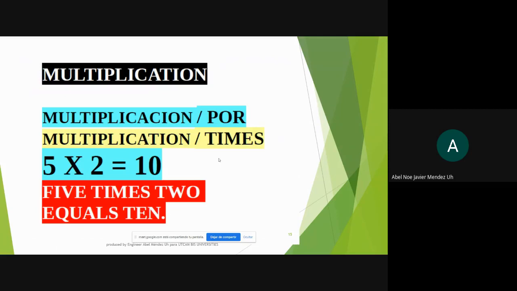Okay, 5 times 2 is a multiplication. 5 times 2 equals 10. If you can repeat after me, 5 times 2 equals 10. Okay, repeat in your home.